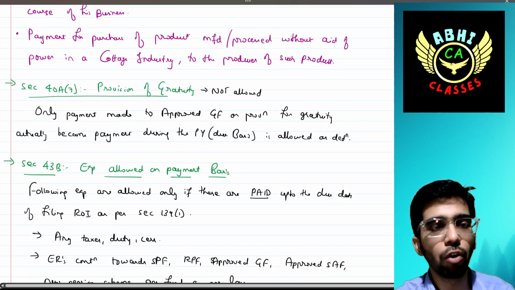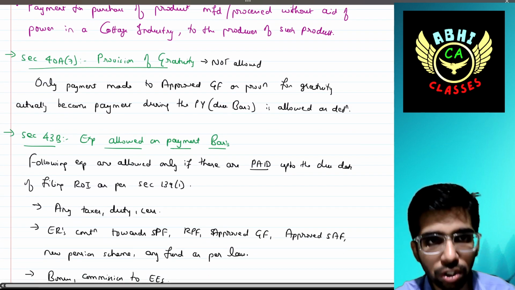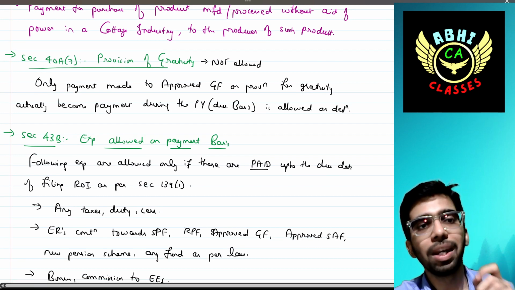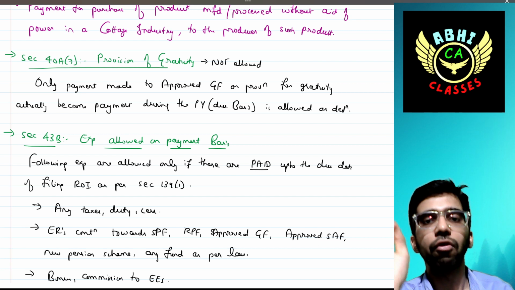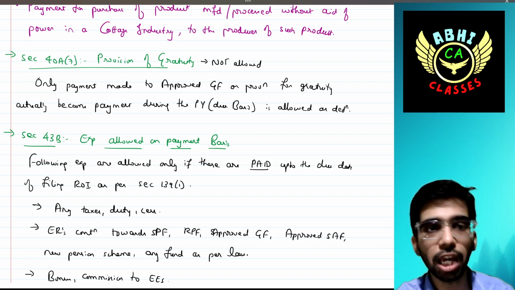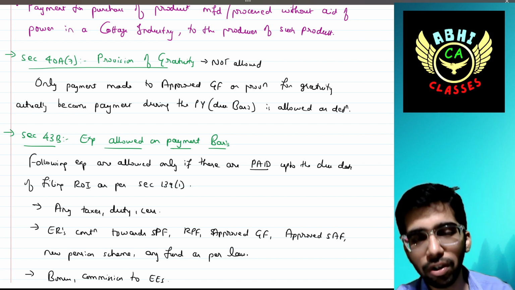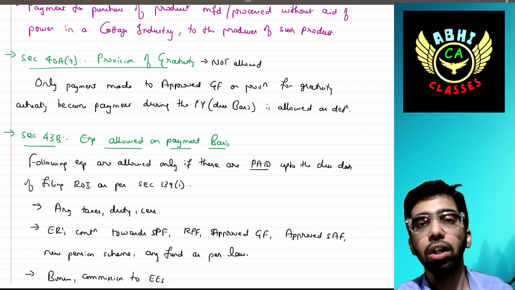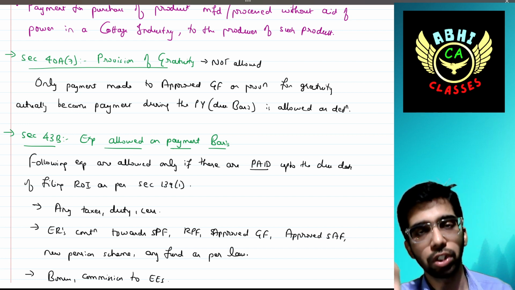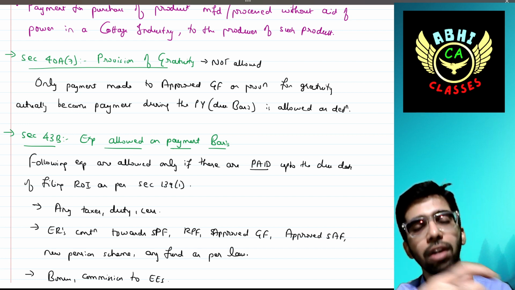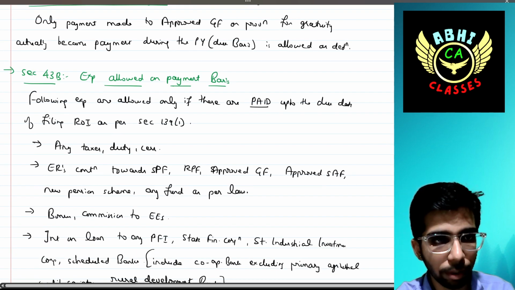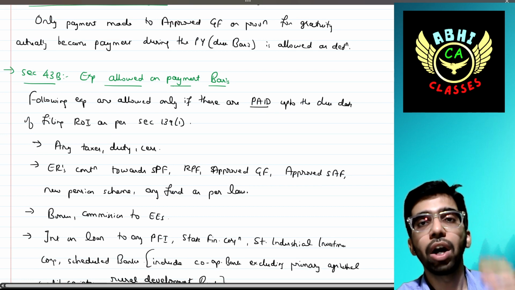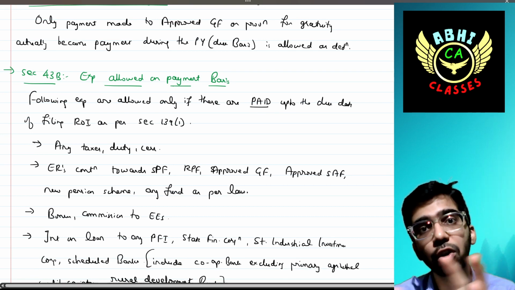Okay. Then section 40A(7): the provision for gratuity is not allowed. Only payment made to an approved gratuity fund, or gratuity actually paid during the previous year, that is 23-24, on a due basis is allowed as a deduction. If any provision is debited in the profit and loss account, we have to disallow that. Then section 43B is very important. We have already considered this.